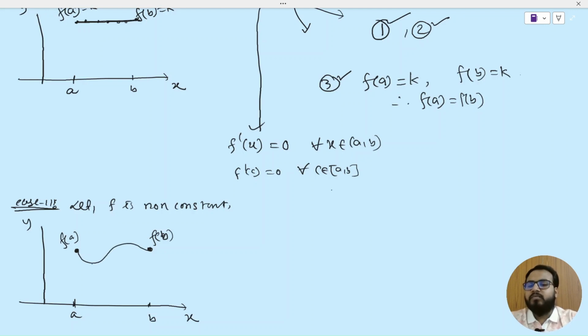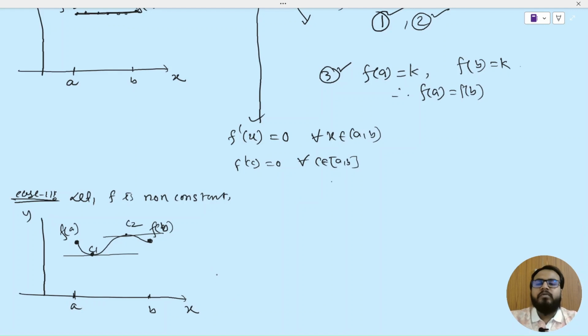Therefore, in this graph, we get two points. Suppose one is c1 and the other point is c2. And if we draw the tangents at c1 and c2 respectively, then we will get these two tangents. Clearly, these two tangents are parallel to the x-axis. That means in case 2, Rolle's theorem is again proved. Now we try to solve some questions based on Rolle's theorem.